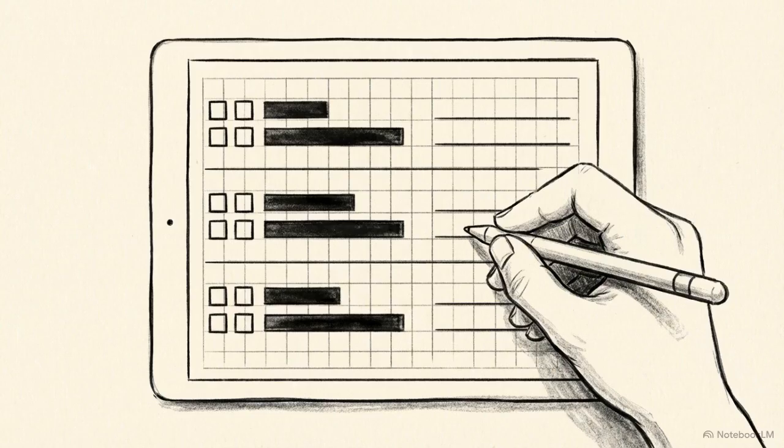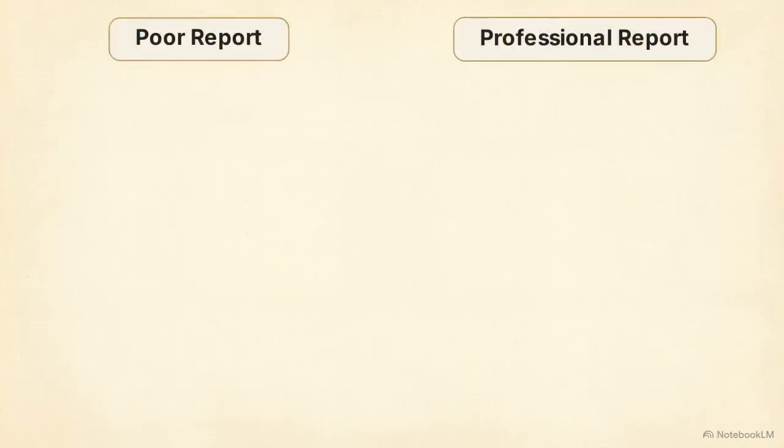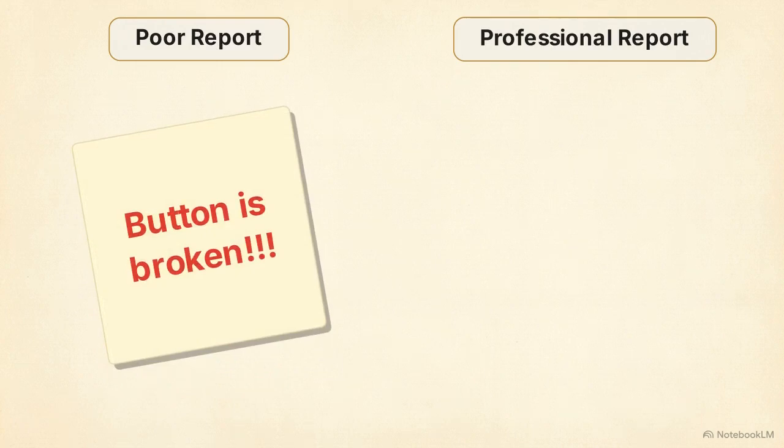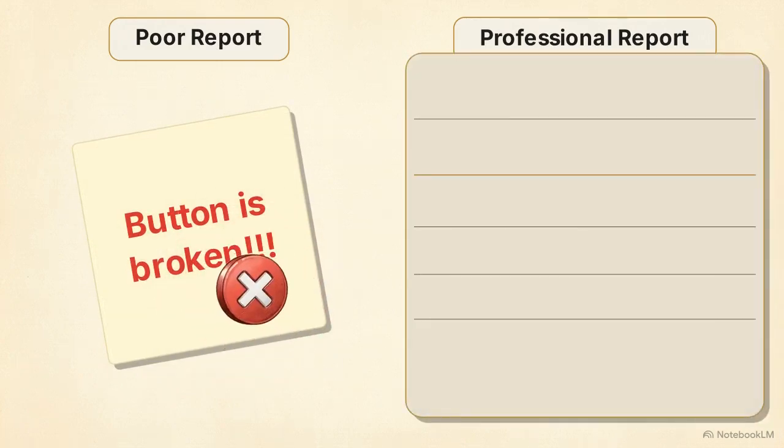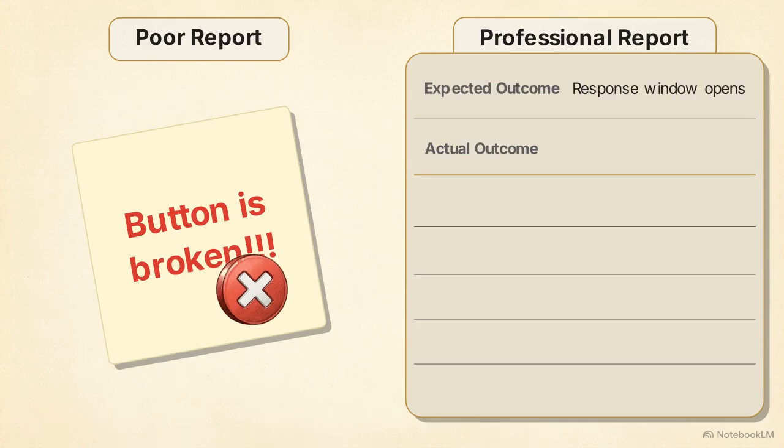The actual value of an exploratory session relies entirely on how meticulously those bugs are documented. A vague entry stating a button is broken gives developers nothing to work with. A structured framework provides the exact variables needed to replicate the error. Clearly separate the expected outcome from the actual outcome. State exactly what the application was supposed to do, followed by the exact error that occurred instead.